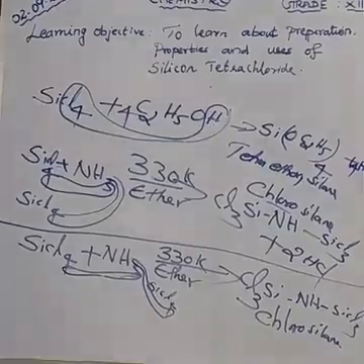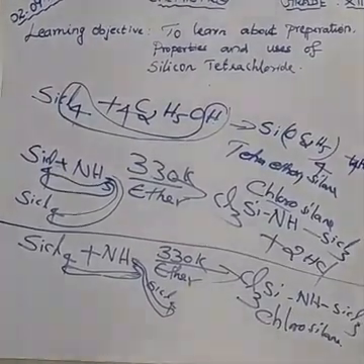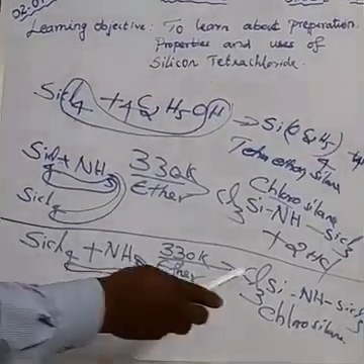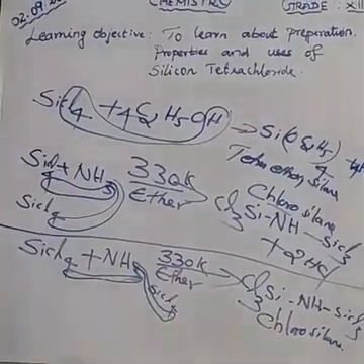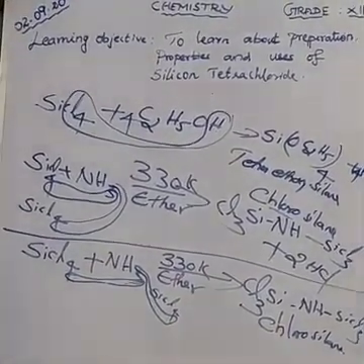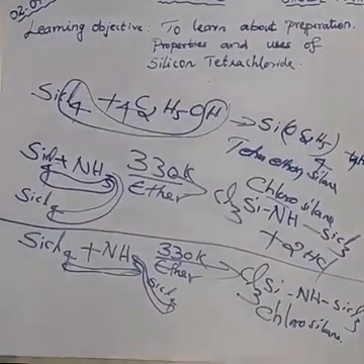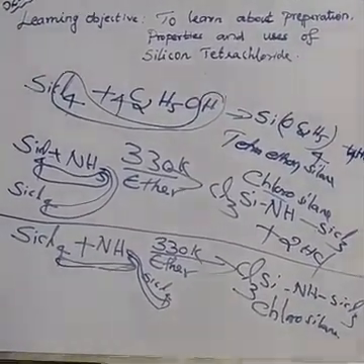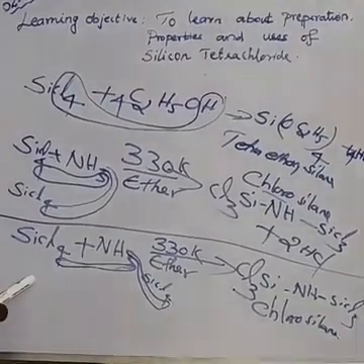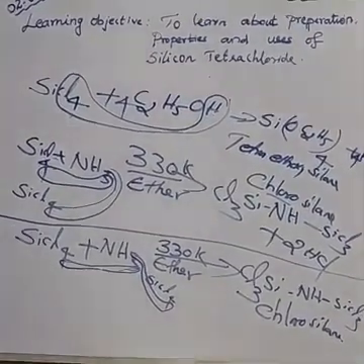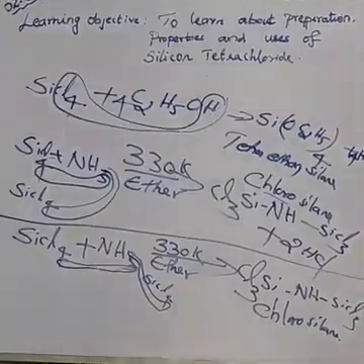So, an important question: how is chlorosilane prepared? I already told you about the uses. It is used for the production of semiconducting silicon, and also as a starting material for the synthesis of silica gel, silicic ester, etc. Okay.